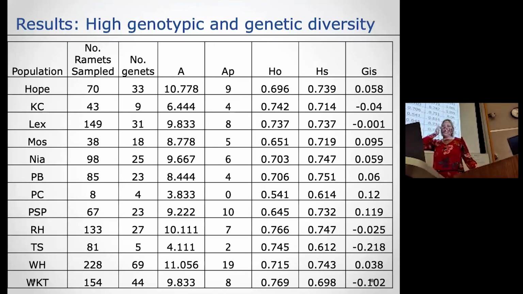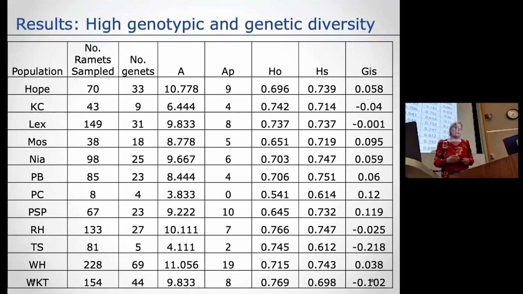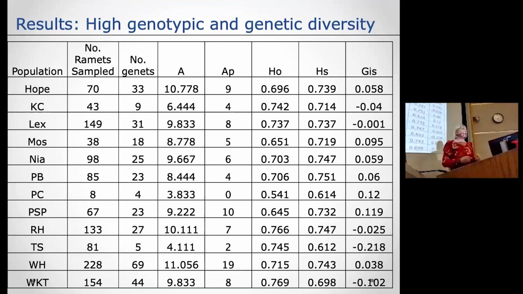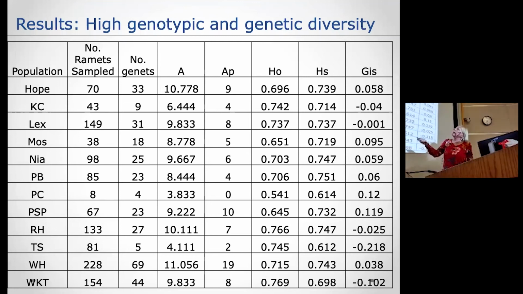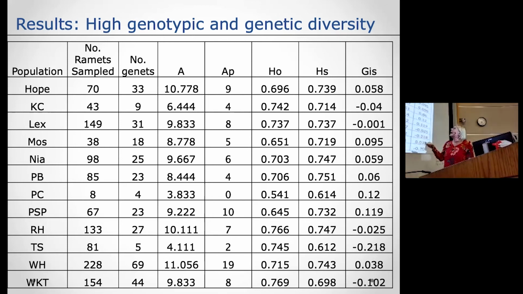Okay, when we looked at genetic diversity, though, we found patterns that were not what we were expecting. Once again, this is the number of stems that we sampled, and this is the number of genetically different individuals in the population. One of the things that we were surprised to see is that even in the small population, for example this one here that had 8 individuals, we had 4 genetically different individuals, which is actually enough to reproduce.